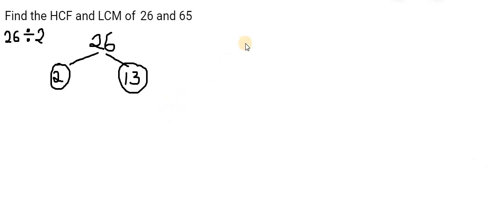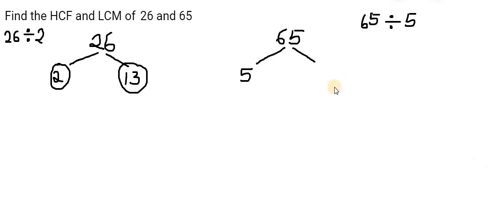Okay, now we go to 65. It ends in 5, so 5 is a factor. The number that goes with 5 to make 65, if you don't know that by heart, that's 65 divided by 5. Go through your long division. You should end up with 13.